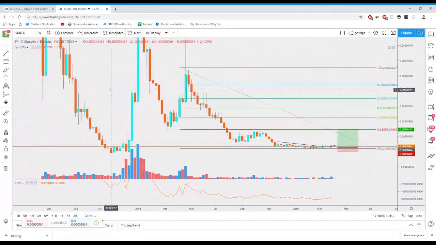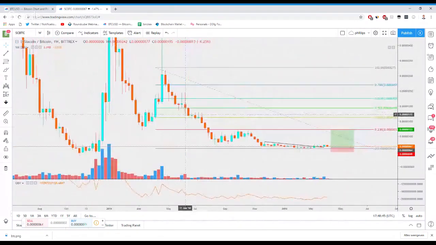And that's pretty much it for Sia coin. I'm going to do one more request, and then I will also chart Litecoin and a couple others because these are on the verge of possibly a major move. Not sure, but could happen.